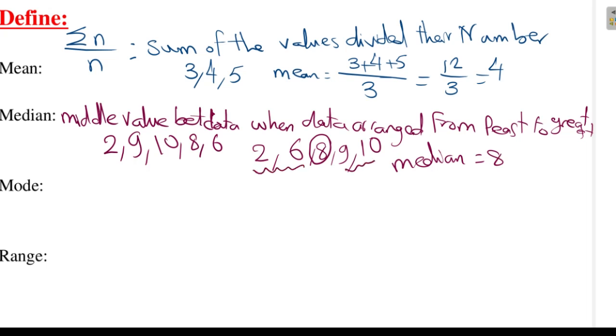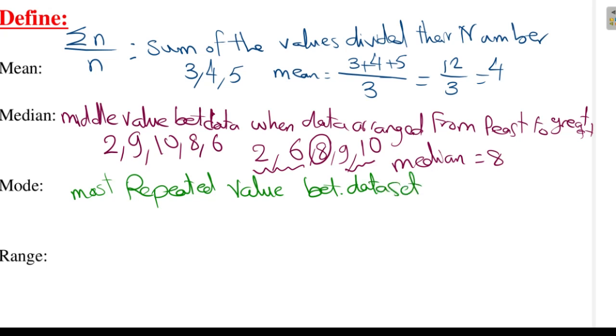8 is the middle. The mode is the most repeated value between the data set. Like if you have values or data 2, 3, 5, 6, 1, 1, 1.